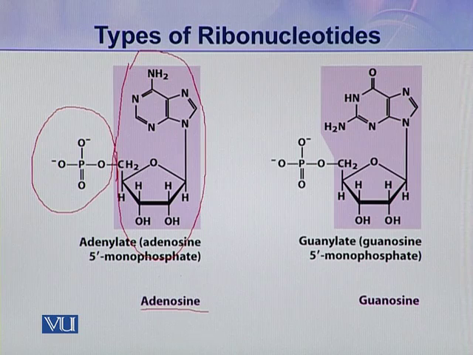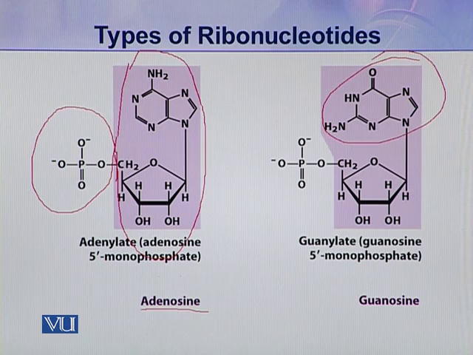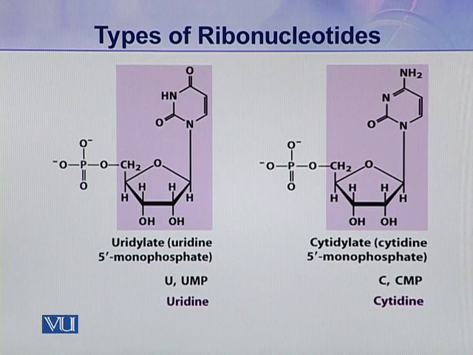Let's move to the second type of ribonucleotide present in the nucleic acids. Here it is guanine. So in this colored portion, a guanine joins with a pentose sugar and they make a guanosine. And when to this guanosine a phosphoric acid is attached, it makes a guanylate. So next, here are two other types of ribonucleotides.